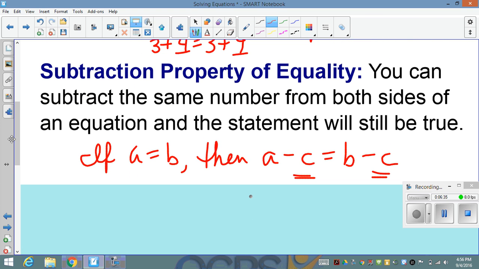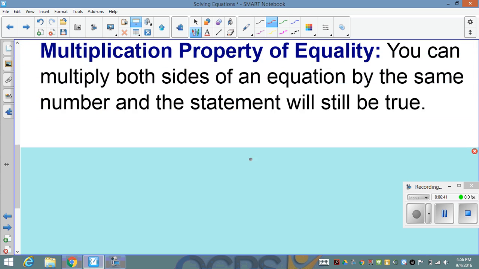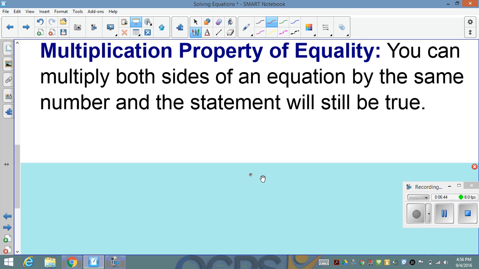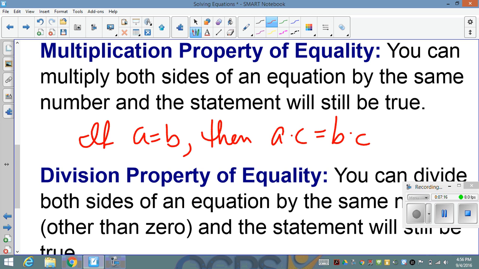We'll go on and look at our multiplication property of equality. You can probably guess what it says. You can multiply both sides of an equation by the same number and the statement will still be true. So in algebra, once again, if A equals B, then A times C equals B times C. I can multiply both sides of my equation by the same number and my statement will still be true. Okay, last one.